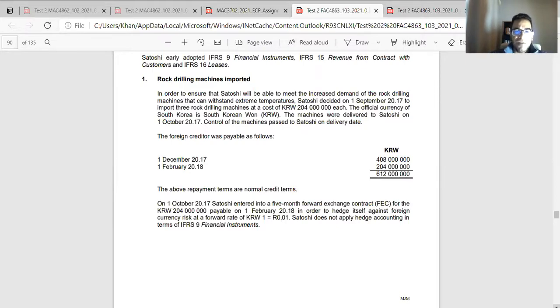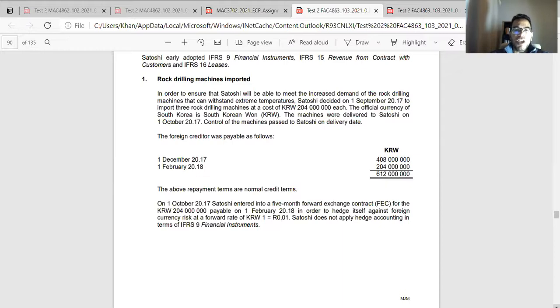What's important to understand is that on 1 October 2017, we're going to say debit inventory, credit trade payables for 204 times 3 times the spot rate at 1 October 2017. Then on 1 December 2017, before the end of the financial year, we will pay for 2. So what happens with the liability? We have to remeasure the liability, and any forex gain or loss will go through profit or loss. And then we settle the liability on 1 December 2017.